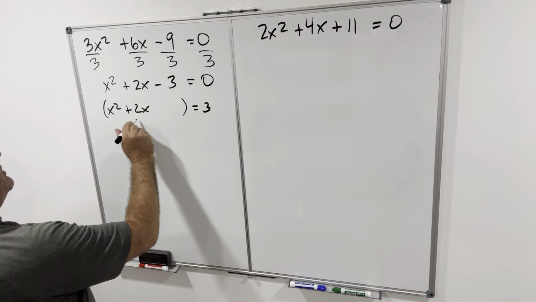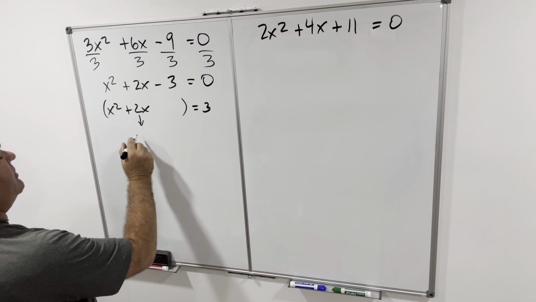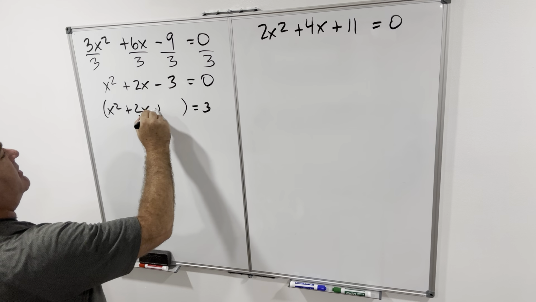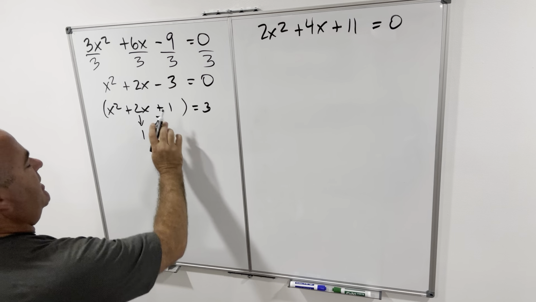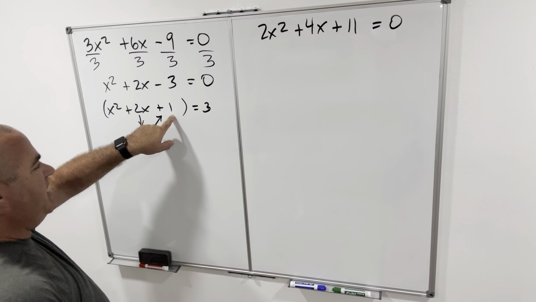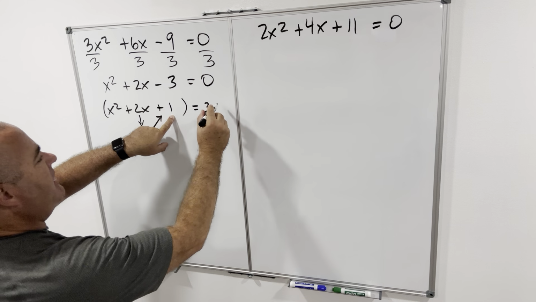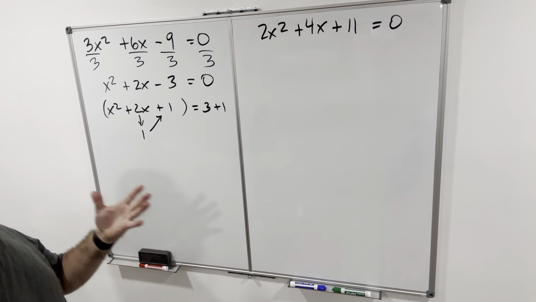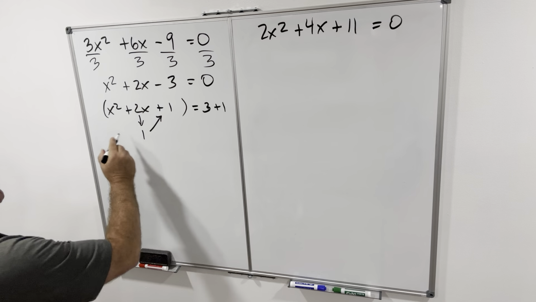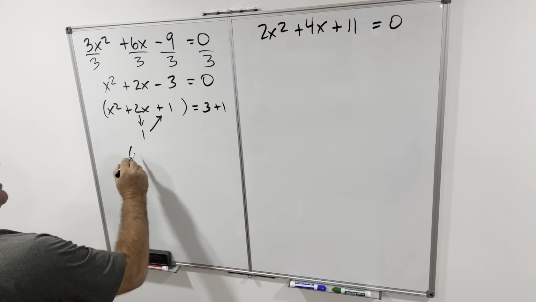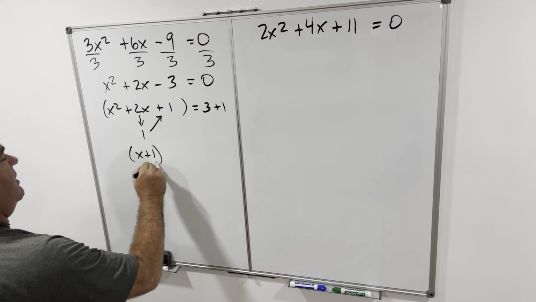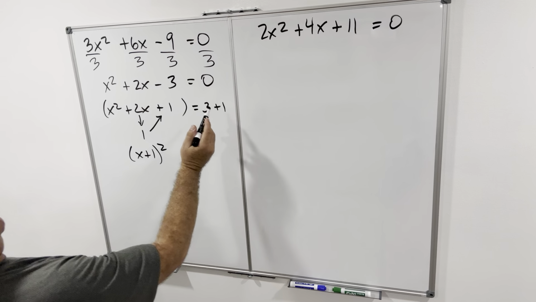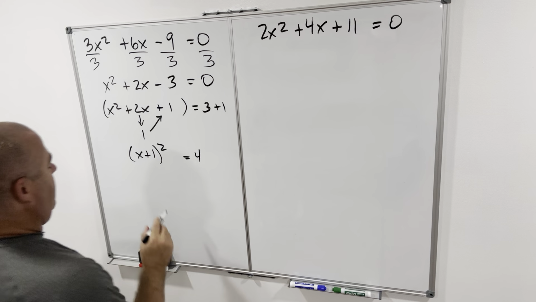Now we can complete the square by dividing by 2. 2 divided by 2 is 1. We're going to square it, which is still 1. But because we're adding it to this side of the equation, to keep everything equal, we also needed to add it to this side of the equation just to make sure that everything stays equal. We can rewrite this now as x plus 1 quantity squared is equal to 3 plus 1 is 4.